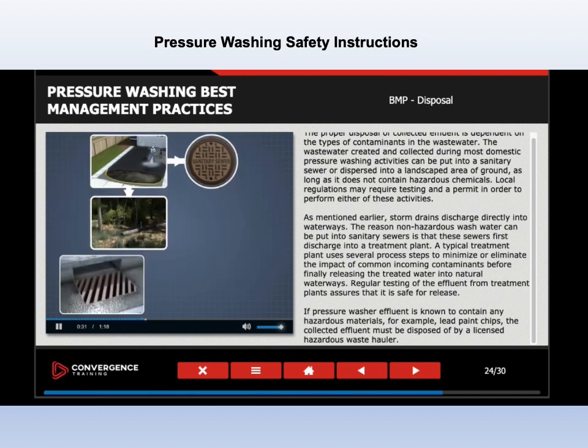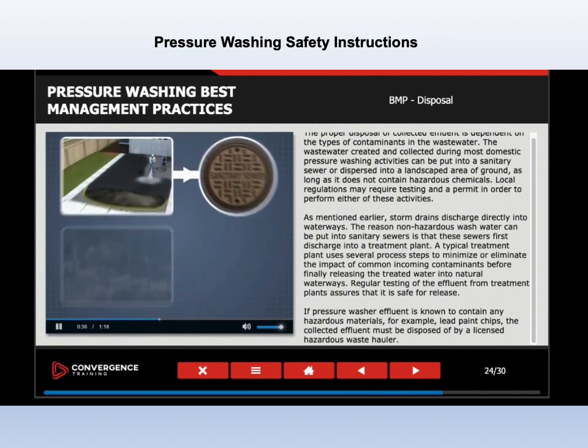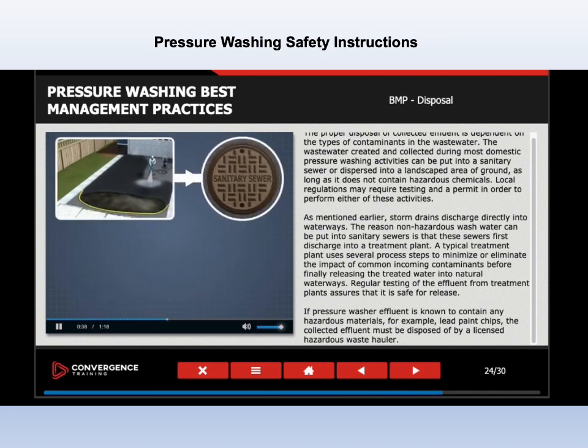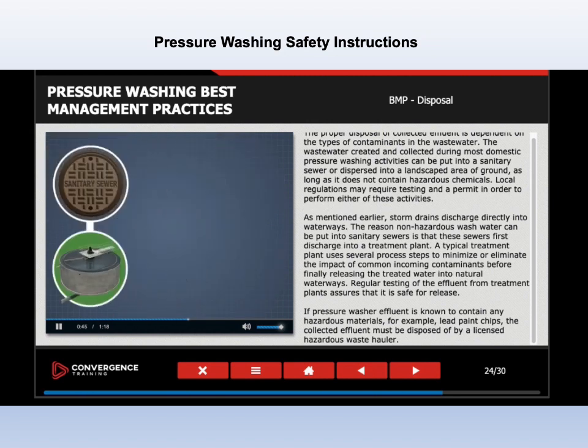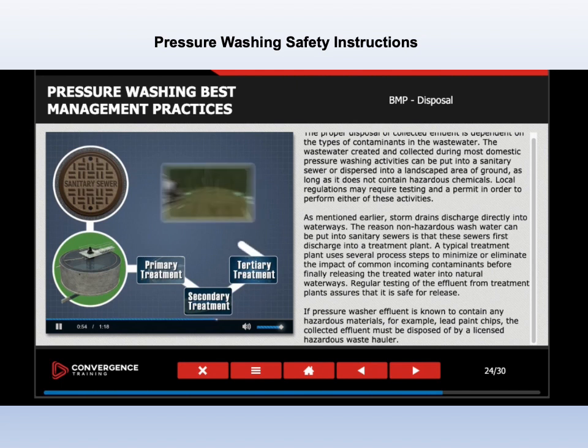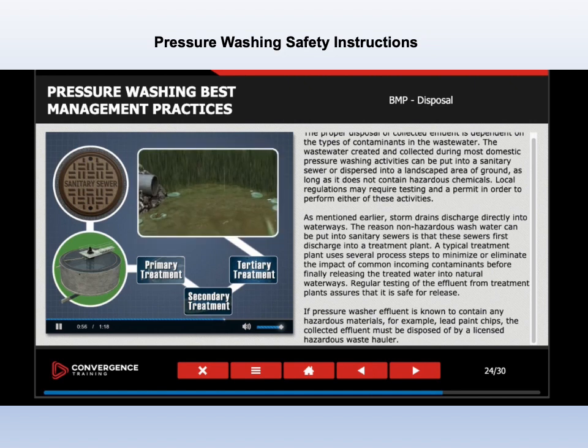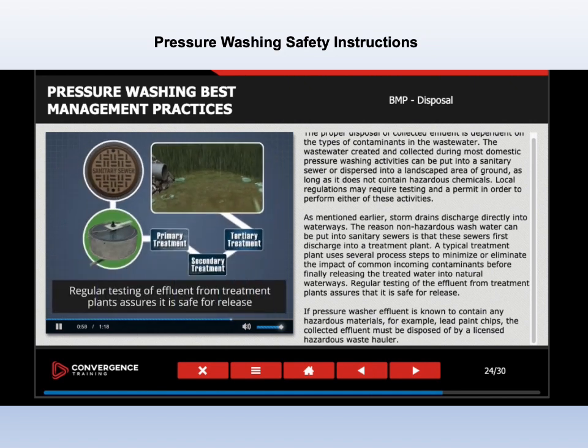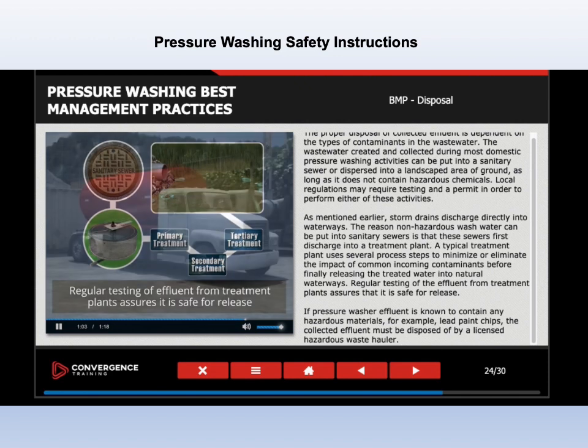As mentioned earlier, storm drains discharge directly into waterways. The reason non-hazardous wash water can be put into sanitary sewers is that these sewers first discharge into a treatment plant. A typical treatment plant uses several process steps to minimize or eliminate the impact of common incoming contaminants before finally releasing the treated water into natural waterways. Regular testing of the effluent from treatment plants assures that it is safe for release.